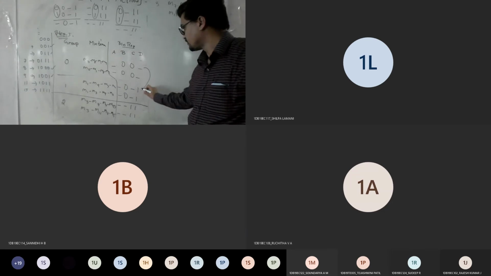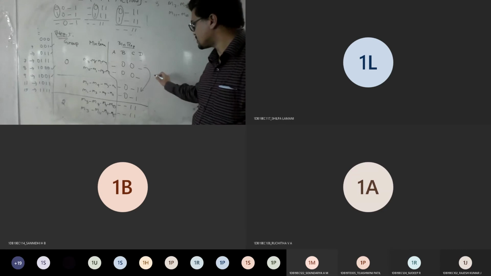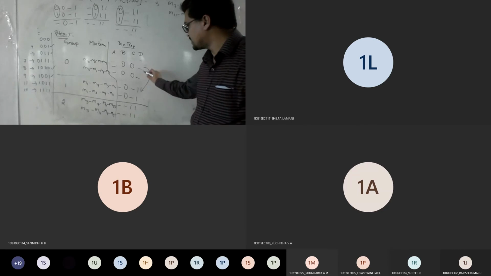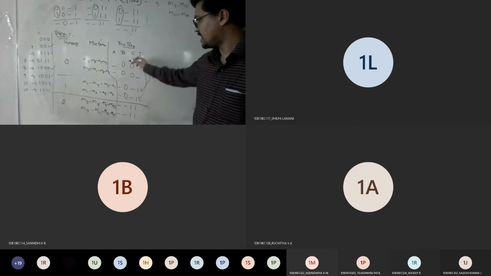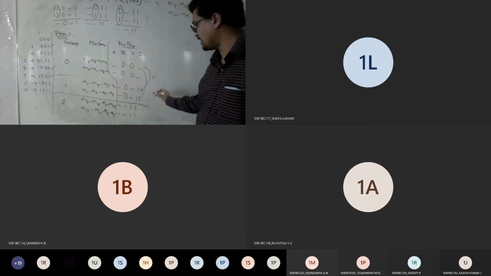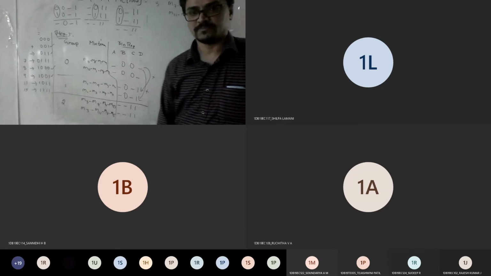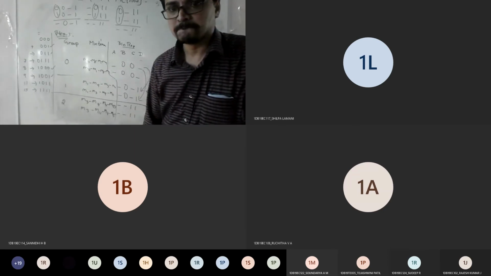Just check out here only. Compare this to 2 changes. So gone. Again compare this with this. Dash dash 0, 0 dash 1 dash. Again 2 changes. Not possible. Did you understand?